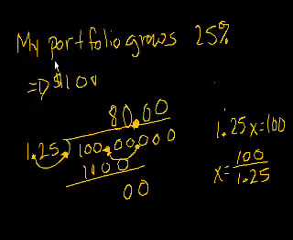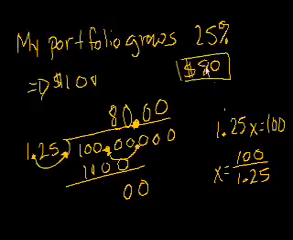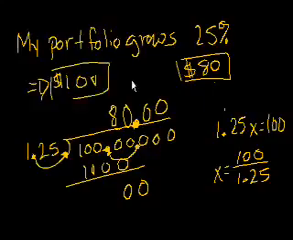So it turns out that if your portfolio grew by 25% and you ended up with $100, you started with $80. And that makes sense, because 25% is roughly 1/4, right? So if I start with $80 and I grow by 1/4, that means I grew by $20, because 25% of 80 is 20. So if I start with 80 and I grow by 20, that gets me to 100. Makes sense. So remember, all you have to say is, well, some number times 1.25, because I'm growing it by 25%, is equal to 100.